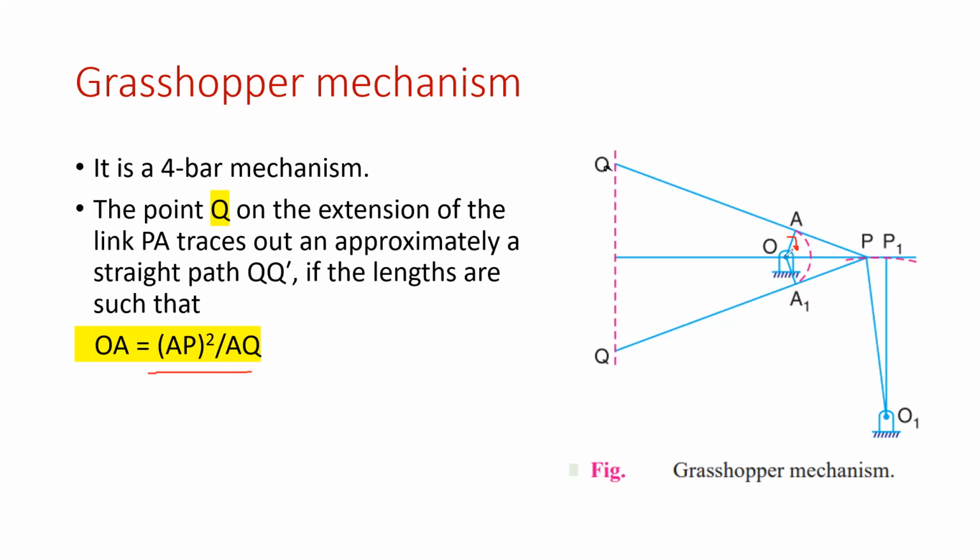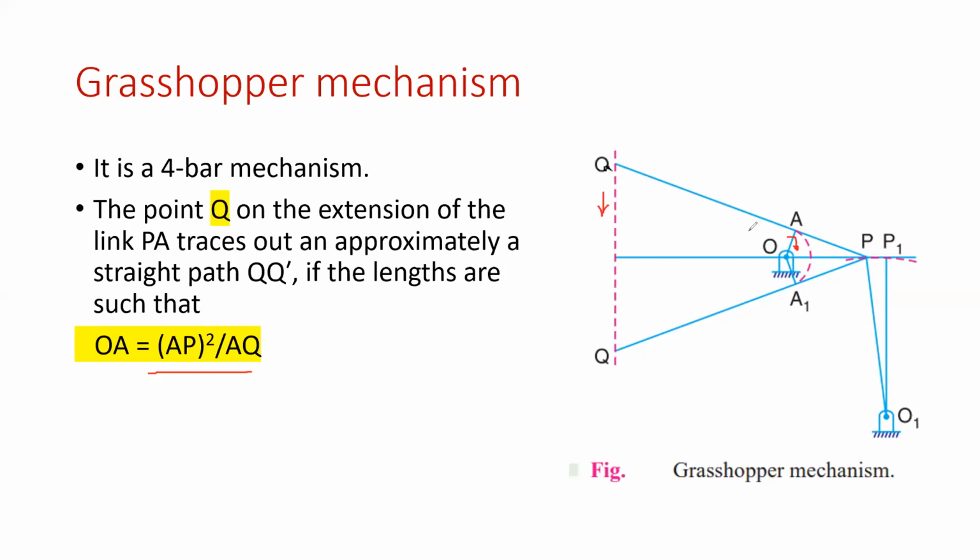So your OA should be equal to AP square upon AQ, this distance. Okay. So if you provide these proportions to the length of the link, then what will happen? The point Q, which is at the extension of link AB, will be tracing an approximately straight line motion like this. Its path, the path of the point Q, will be an approximate straight line.